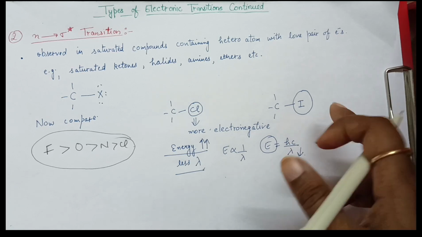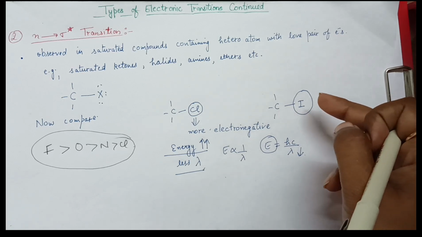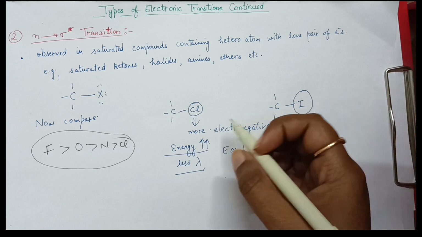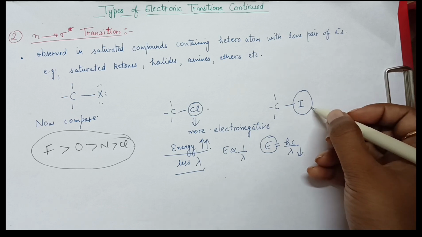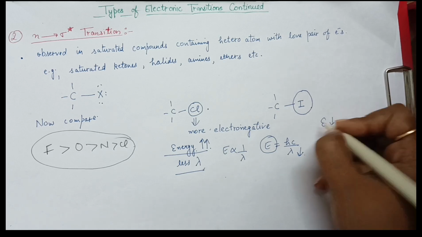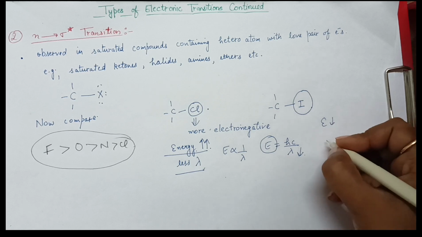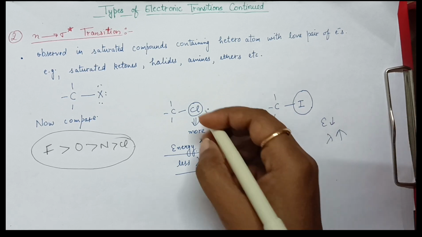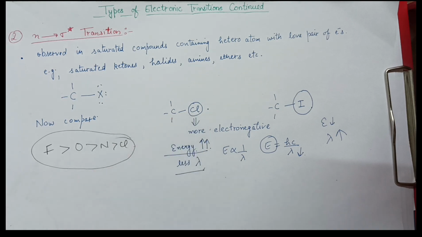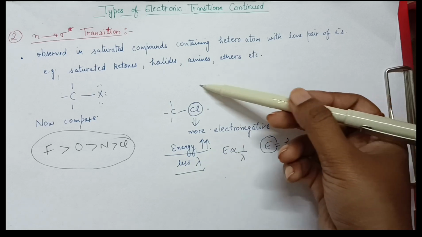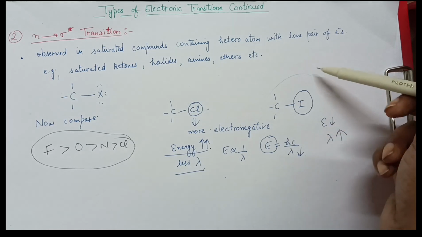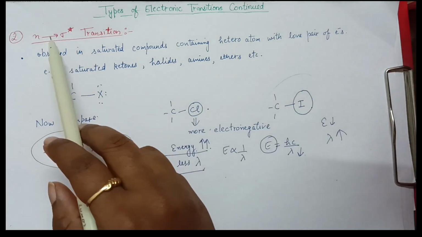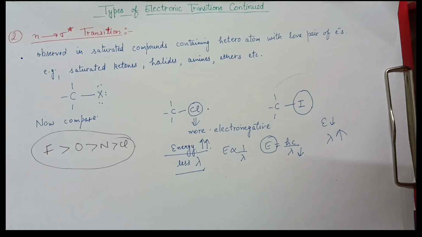In comparison, if we look at iodine, it is much less electronegative. So because chlorine is more electronegative, the energy required is high. Here, comparatively, the energy required is low and the wavelength required will be high as compared to the chlorine one. So the wavelength will be lower in the case of this compound and higher in the case of this compound for n to sigma star transitions.